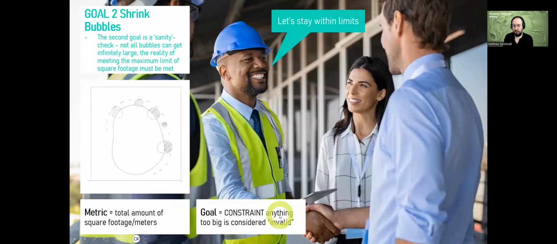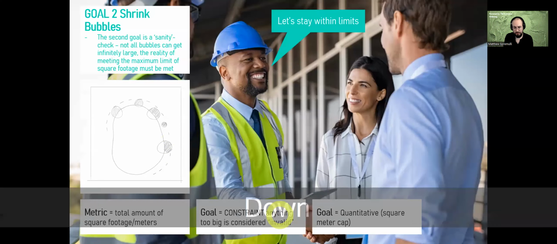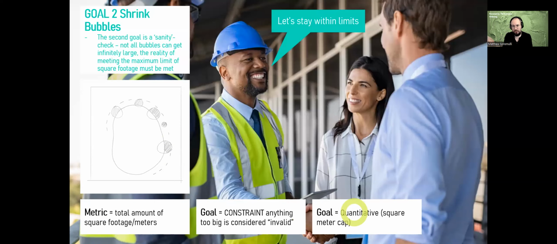This goal was a constraint in the sense that anything too big is not useful for us. Yes, we can go a little smaller, but ultimately we're trying to constrain this goal to be like, hey, just give me the results that are big enough and hitting this target of square footage. And this was a very easy quantitative goal. It's just a cap on how big it is by a measure of area.